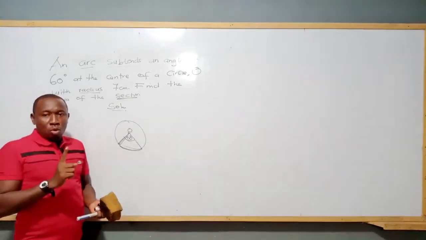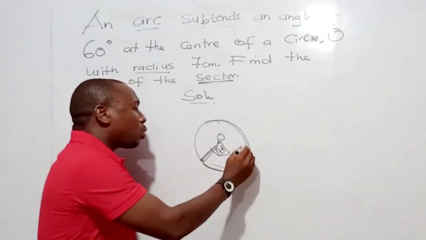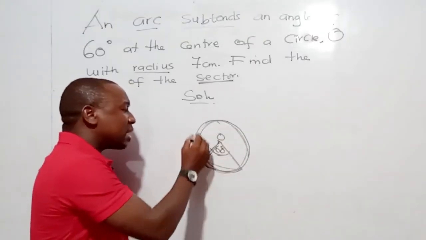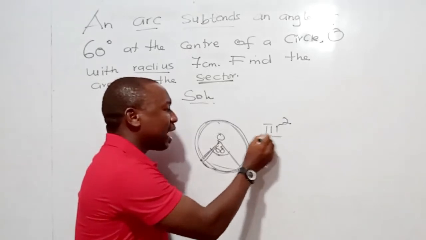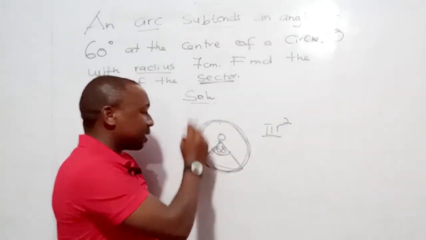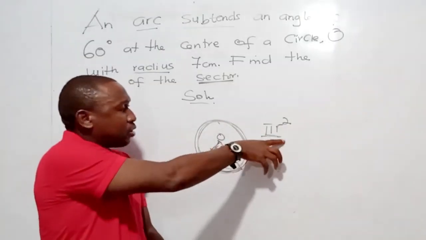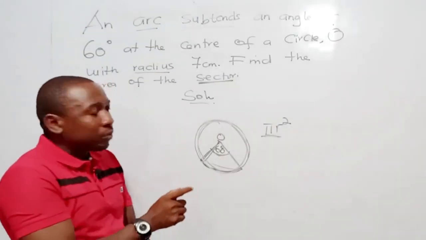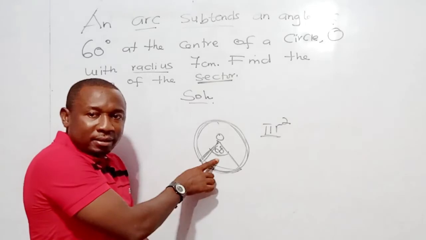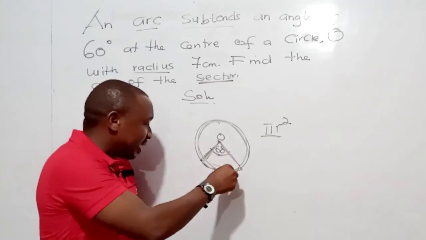We need to know and understand that the area of the whole circle is pi r squared. This is the formula for finding the area of the whole circle. But the question says we should only look for the area of this sector. Radius here, and then this arc.